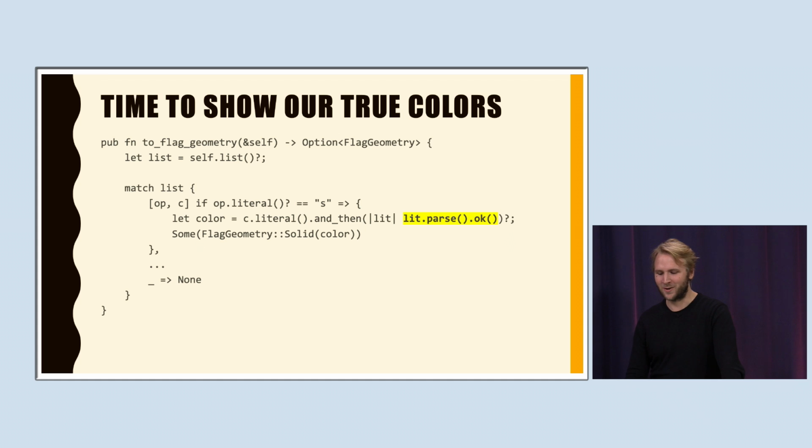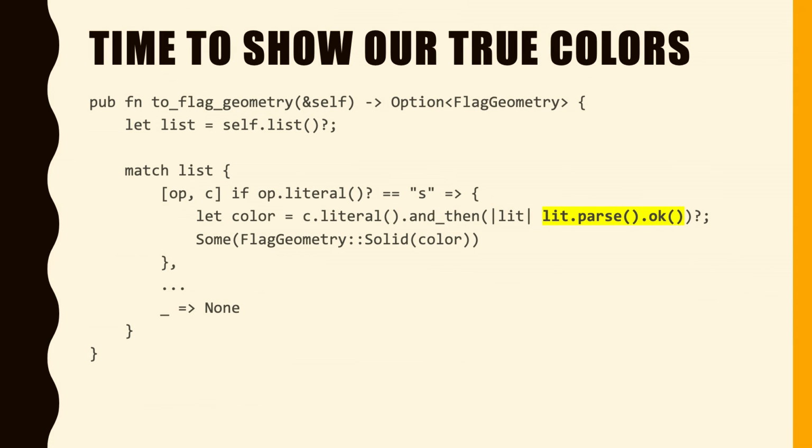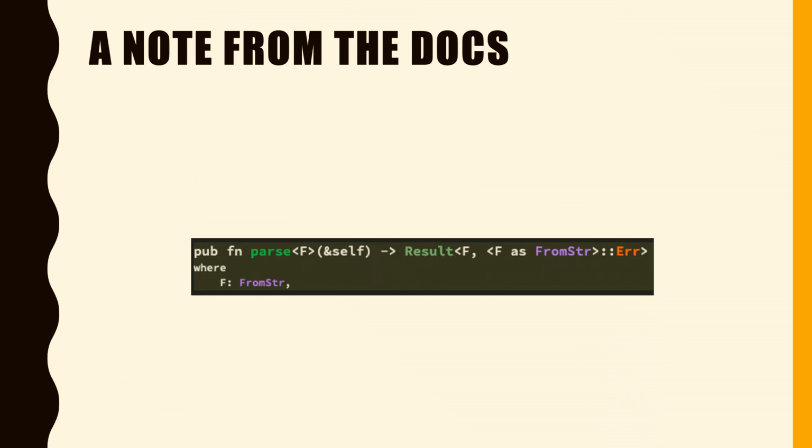One of the things that we glossed over earlier was how we handle colors. In our parser, this is where we turn our single letter color code into our color type. But how does this actually work? Parse is a standard method on the string type. This is the definition. Notably, this function takes a generic parameter F with the requirement that F must implement the From trait.